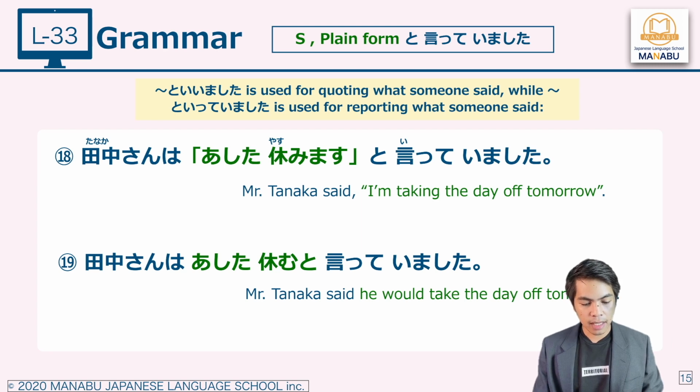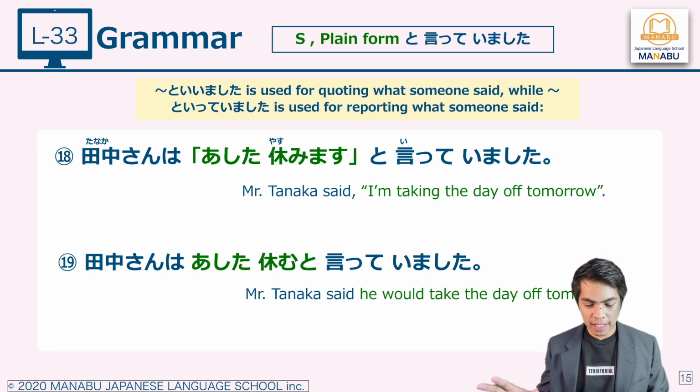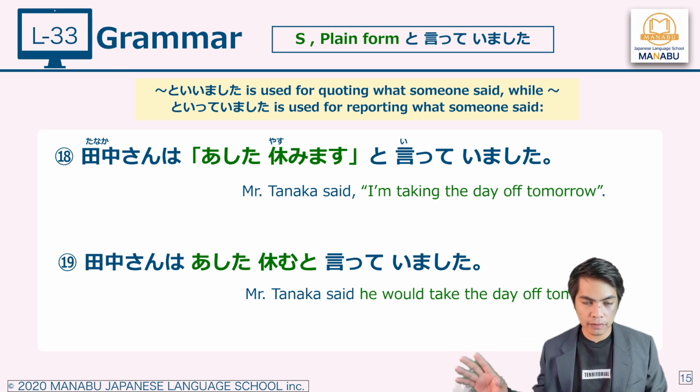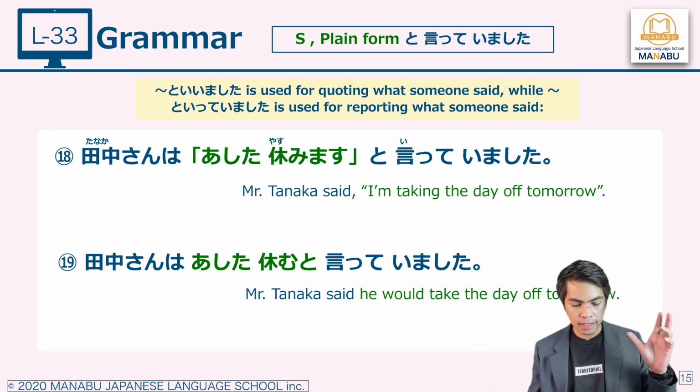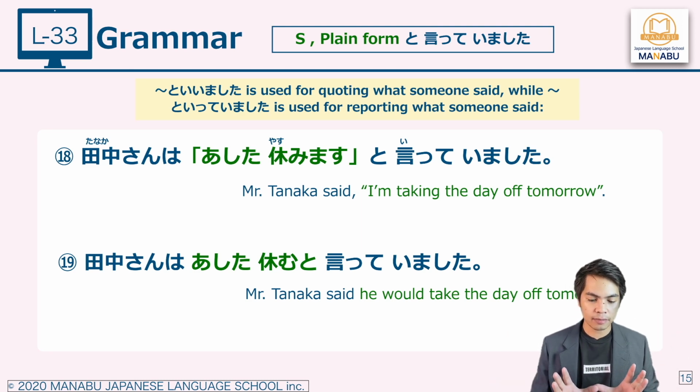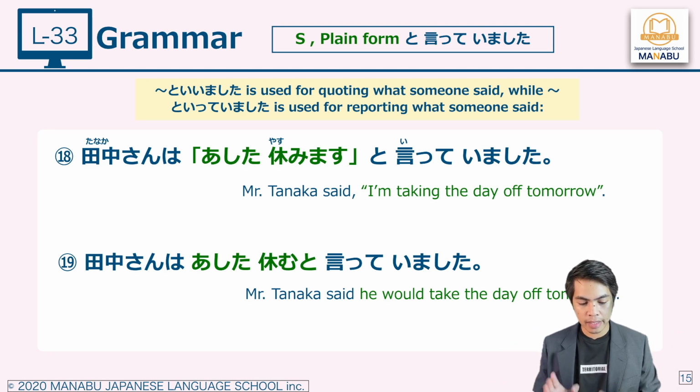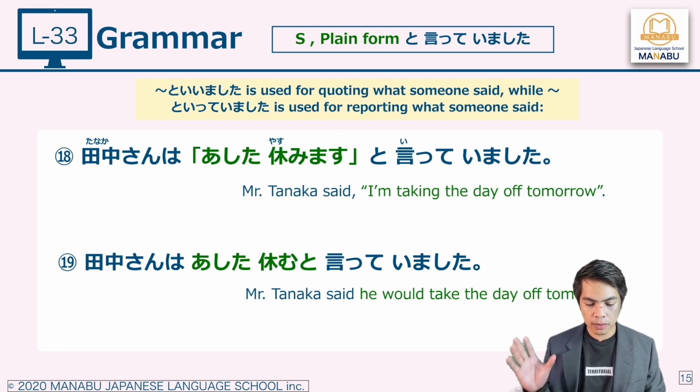Example number 19. Tanaka-san wa ashita yasumu to itteimashita. So this is reporting what someone has said. So Mr. Tanaka said that he will take the day off tomorrow. So the difference between 18 and 19, example number 18 is quoting what someone has said, repeating the exact words. And example number 19 is reporting or talking about what someone has said. So example number 19, Mr. Tanaka said he would be taking the day off tomorrow.